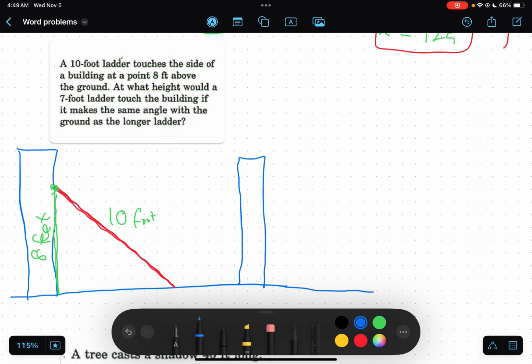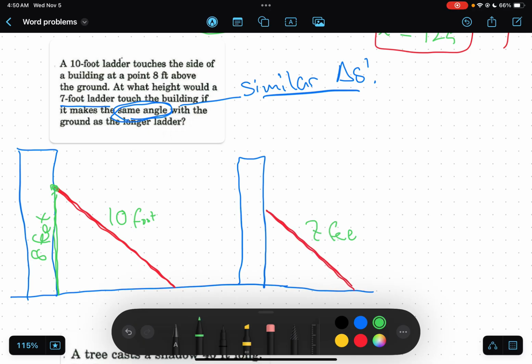So now it's saying, at what point would a 7-foot ladder touch the building if it makes the same angle? So same angle should be telling you, oh, we have similar triangles, right? Because the whole point of similar triangles is their angles are the same. So I'm going to make the same angle, but this time my ladder is only 7 feet. And what am I trying to find out? I am trying to find out at what height. So I'm trying to find out this height right here. So your first step is to just take some time and turn the word problem into a diagram, because at that point it's really easy to solve.